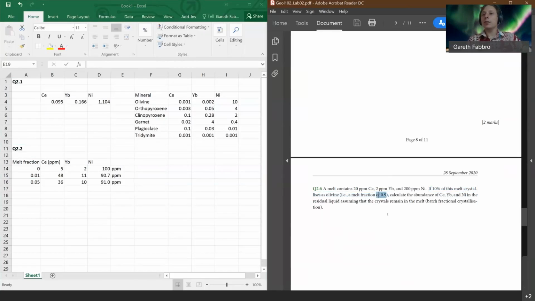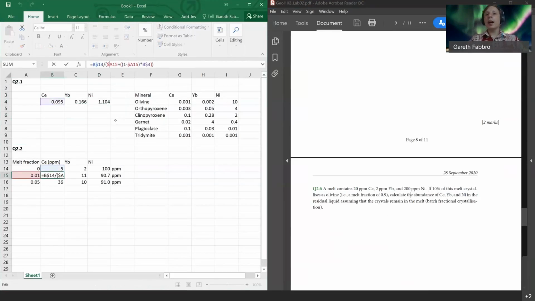So what happens to this melt when you crystallize 10% olivine? In this case, you don't actually have to work out the bulk partition coefficient. So this calculation that we did here, you don't need to bother with because it's just olivine. You can just read these values straight off this table. And because it's batch fractional crystallization, you do exactly the same calculation that you do here, but in reverse.